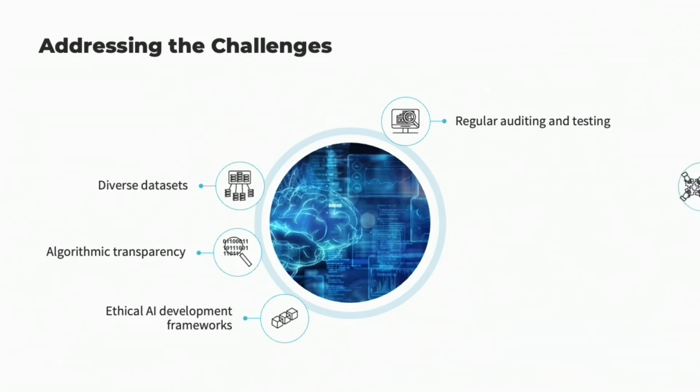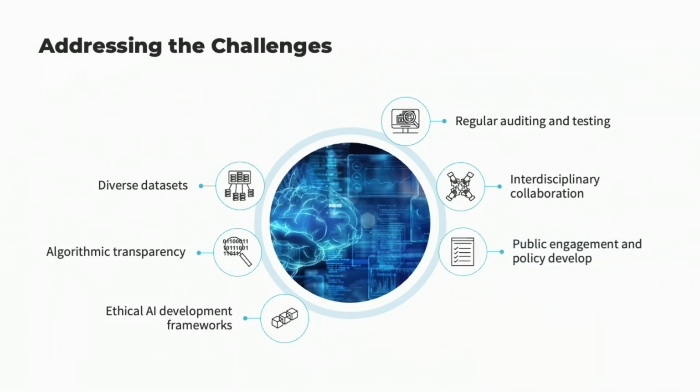This absolutely requires interdisciplinary collaboration. This means engaging experts from diverse fields, including ethics, sociology, and psychology in the development of AI systems to provide varied perspectives on potential biases and ethical considerations. And we should also involve the public in discussions regarding AI and the development of policies that govern the ethical use of AI, ensuring that AI benefits society as a whole.